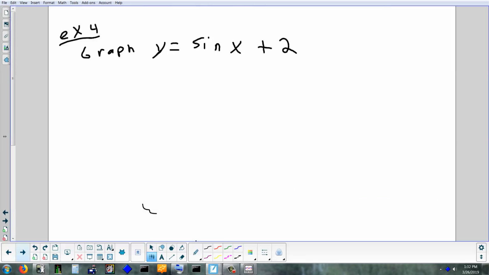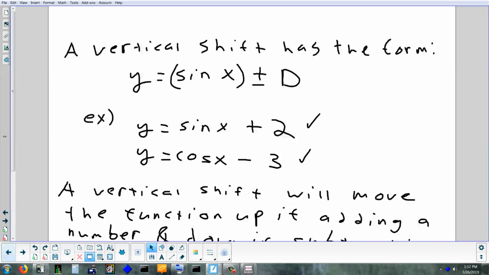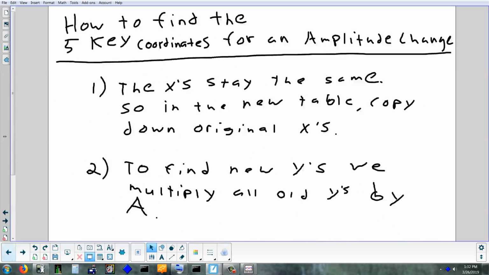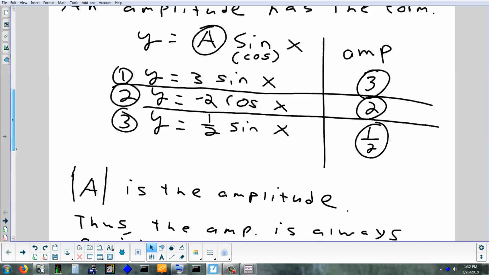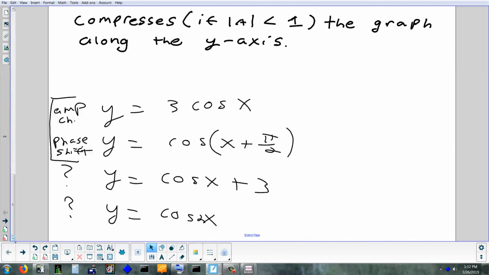All right, so let's graph y equals sine of x plus 2. Now we know 3 out of 4 of the transformations. I'm going to go back to that page where we had a couple question marks. So I asked you which one was which. You guys told me the first one was an amplitude, the second one was a phase shift. The third one, now we know, is vertical shift. The fourth one, we haven't done yet.